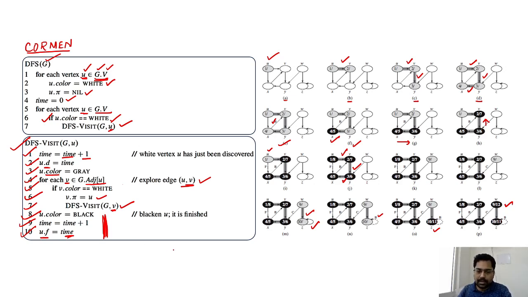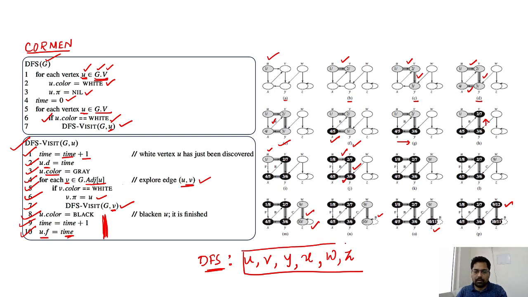So in this way, this is what exactly the DFS will be. They started from U, so you can write U, V, then Y, then X, and we complete it this way. Next we started with the W, then Z. You may ask me, how could it be possible? I'll tell you the same thing.